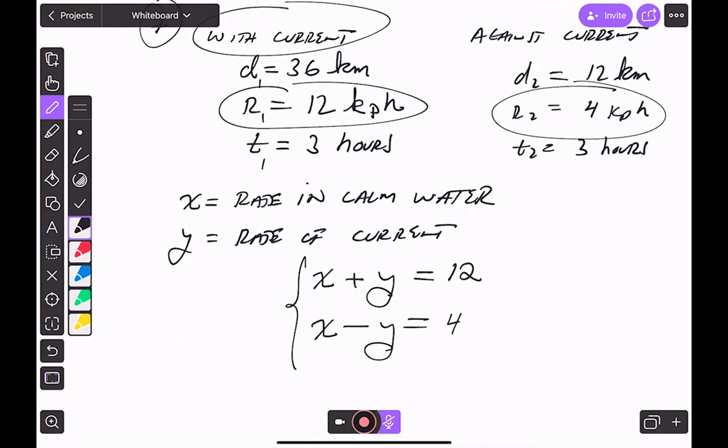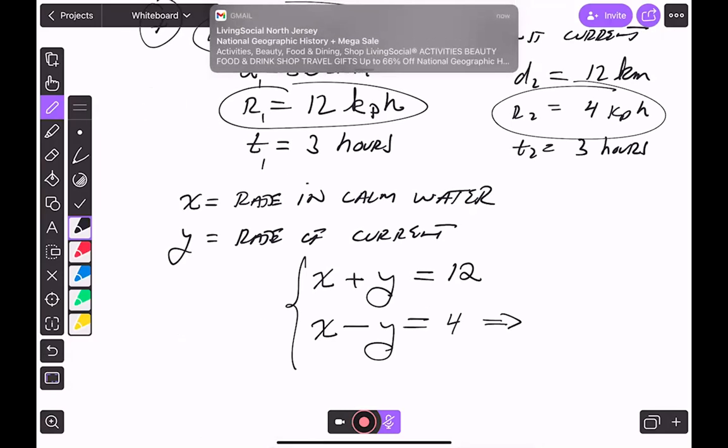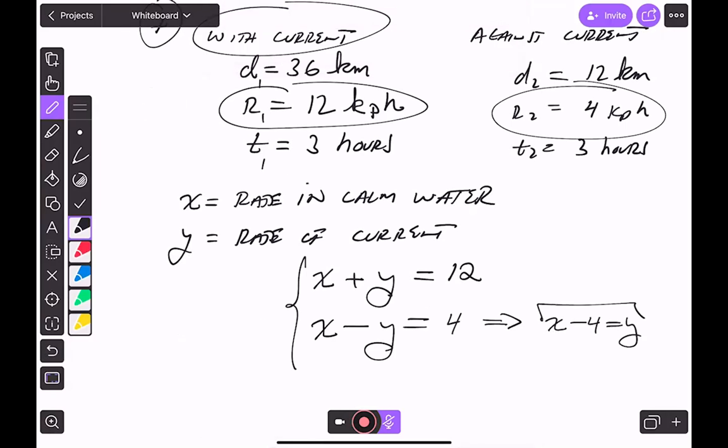And how would I recommend doing that? Taking one of these equations and solving it for either x or y. Well, I'm going to say the second equation looks like a solve for y would be x minus 4 is equal to y. I'm going to take this, plug it in up here, and I'll tell you what I get. I get x plus y. Well, I believe y is x minus 4, so x plus x minus 4 is equal to 12.